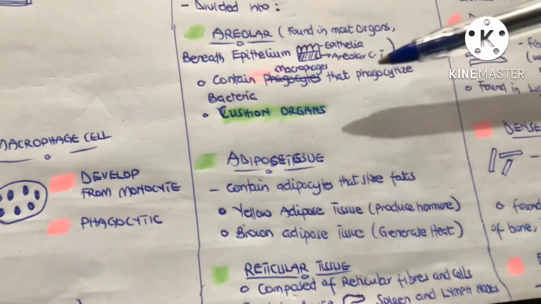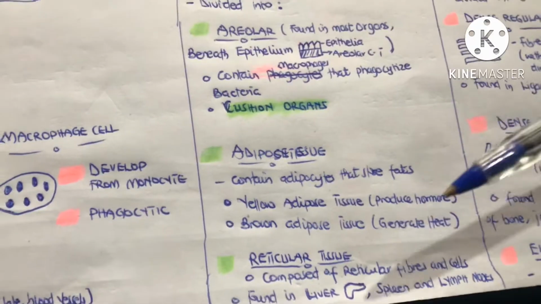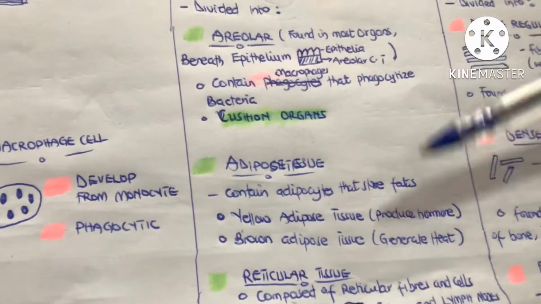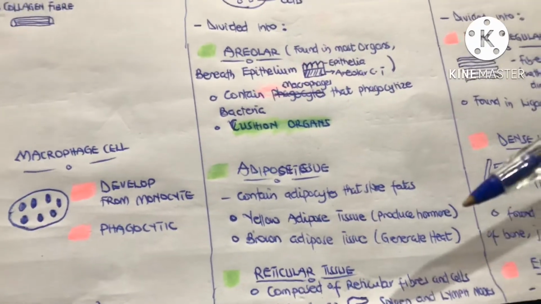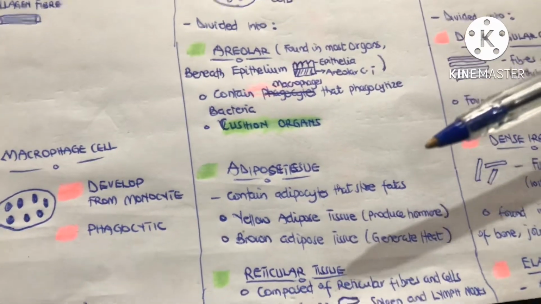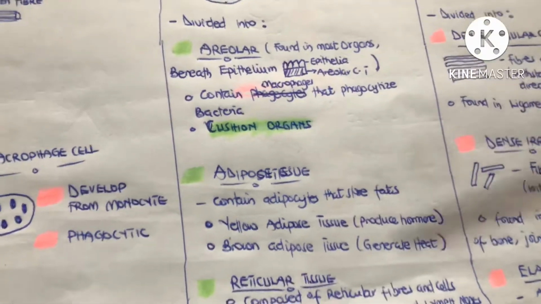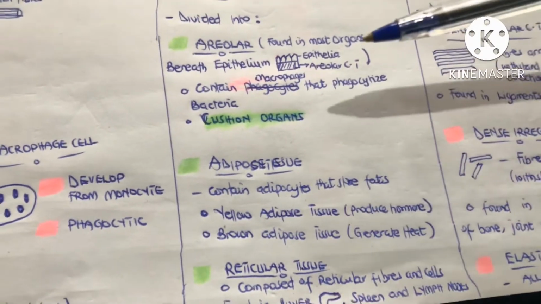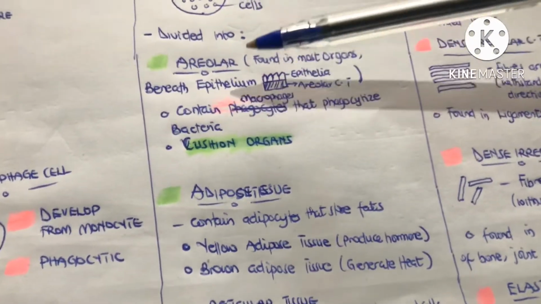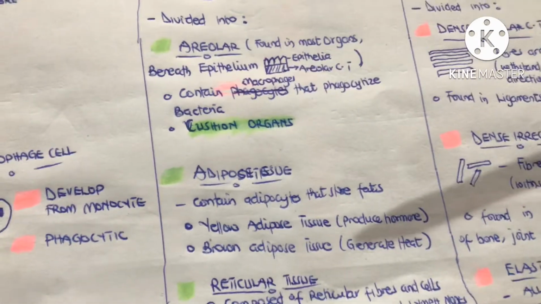They also help in inflammatory response because they contain mast cells. And we said that mast cells secrete something we call histamine. And histamine helps in inflammatory response. So this contributes to the functions of the areolar tissue.